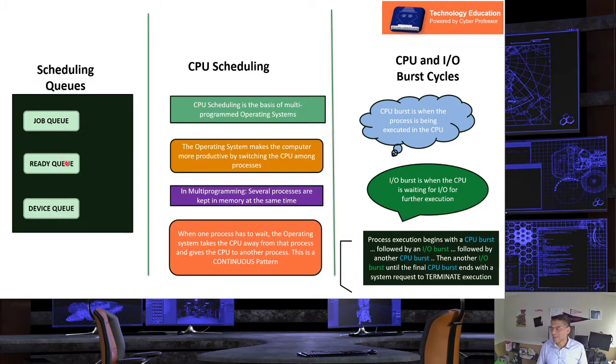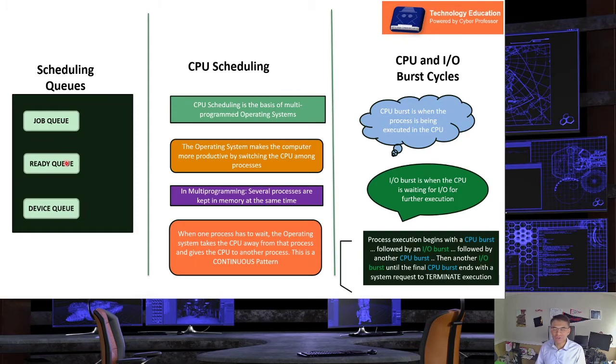The ready queue holds the processes that are residing in main memory and are ready and waiting to execute when the CPU is available. So that is the line that I mentioned earlier, of processes waiting in line for CPU resources to be available to them. That is the ready queue.